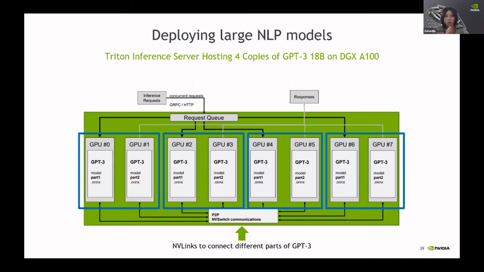So as you can see, because of this capability, we can even concurrently serve up to 4 copies of this GPT-3 18 billion. And then use this way to maximize the throughput if you have a lot of queries and requests. Next slide, please.